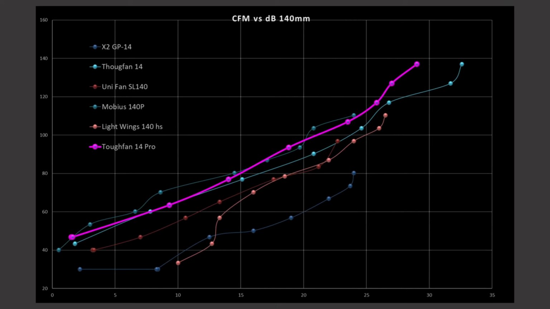And then when we take a look at the noise data, so this is CFM versus noise, CFM vertical, noise horizontal. Again, it doesn't have the same sort of peaks as other fans, where they go up and down as RPM varies, where they are better and worse. The Toughfan14 Pro is a very flat line, indicating they optimized it very well.